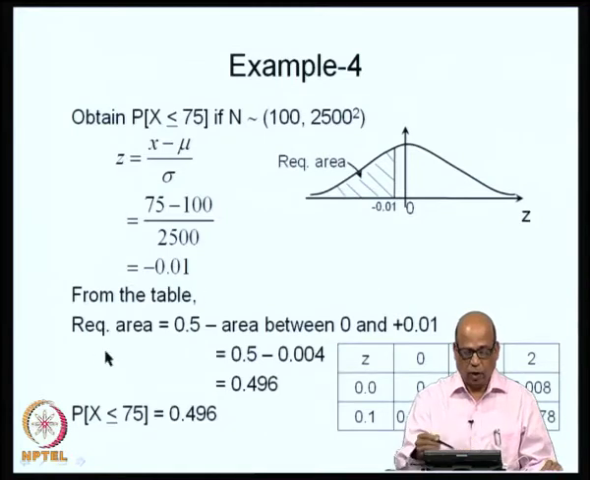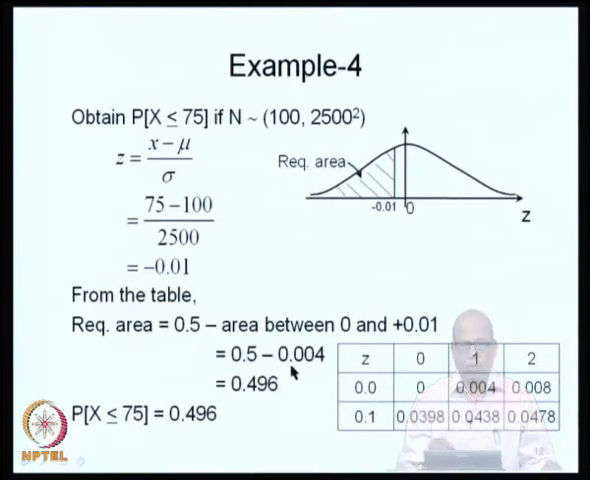So, from the table you are looking at minus 0.01, so you are looking at this area. You get this particular area associated with z equal to plus 0.01, which is 0.004, and because you are looking at this particular area, this area becomes 0.5 minus 0.004, which is 0.496. So, that is how you get the probability of x being less than or equal to 75, which is also the same as the probability of z being less than or equal to minus 0.01, which is equal to 0.496.